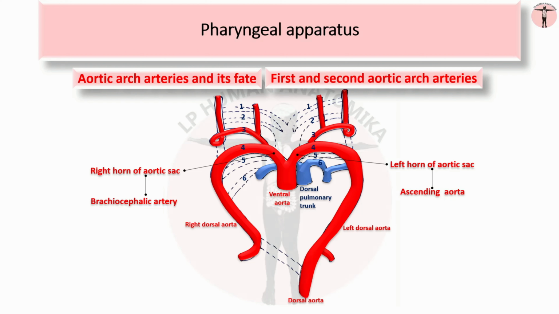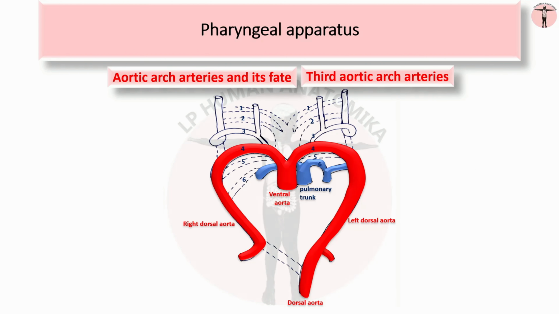By day 27, most of the first aortic arch has disappeared, although a small portion persists to form the maxillary artery. Similarly, the second aortic arch soon disappears. The remaining portions of this arch develop into hyoid and stapedial arteries. In the day 29 embryo, the first and second aortic arches have disappeared.